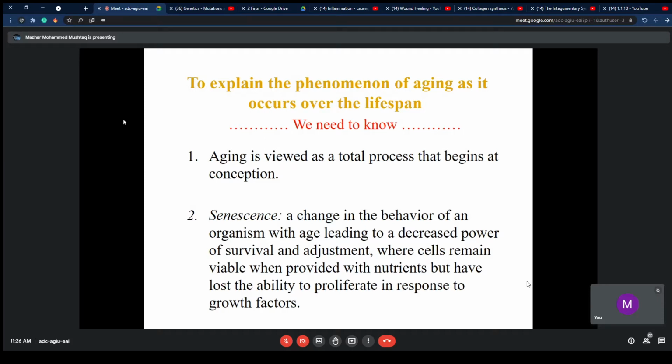It is not only that once you are born, then the aging will start. It begins right inside, at conception. Senescence is a change in the behavior of an organism with age, leading to a decreased power of survival and adjustment. Cells remain viable if they are provided with nutrients, but they have lost the ability to proliferate in response to growth factor.